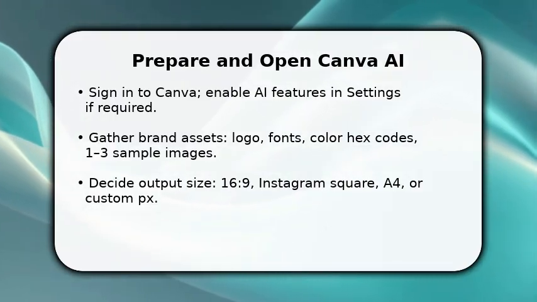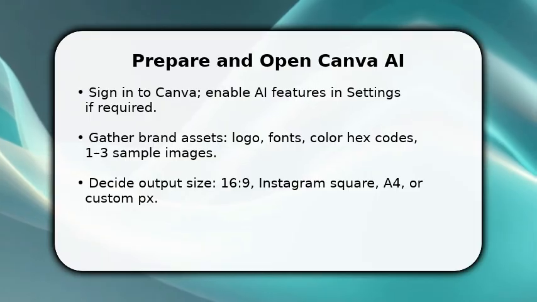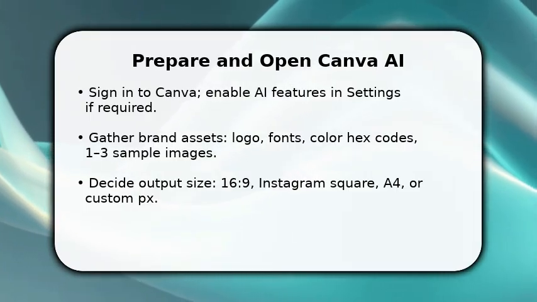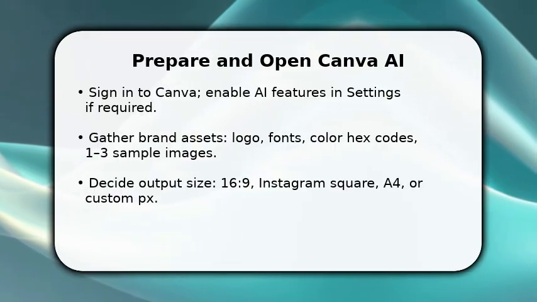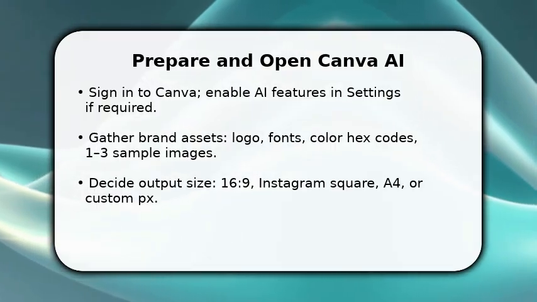Next, choose your output size, like 16:9 for video or square for social, so the AI composes layouts to that frame. You want constraints early. They guide the generation and save revisions.